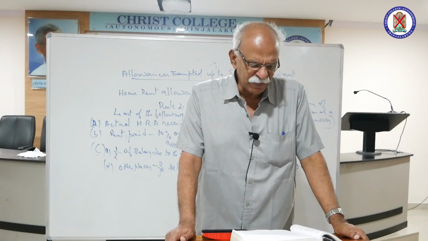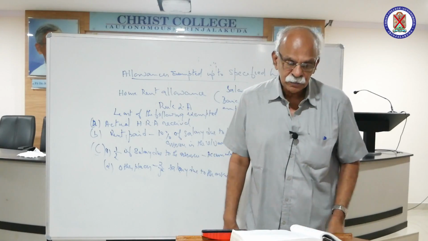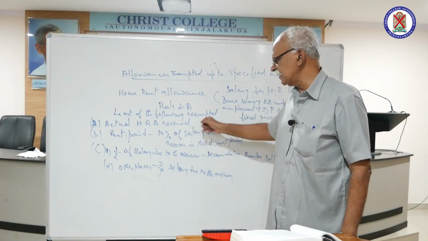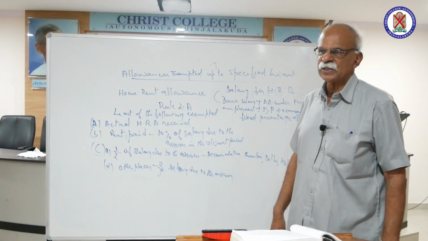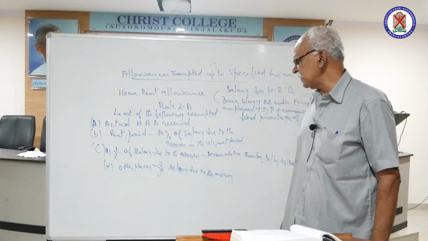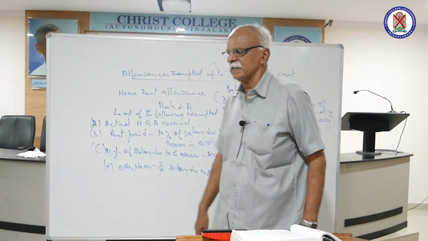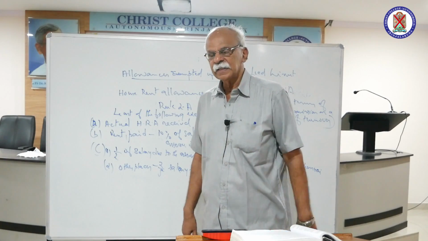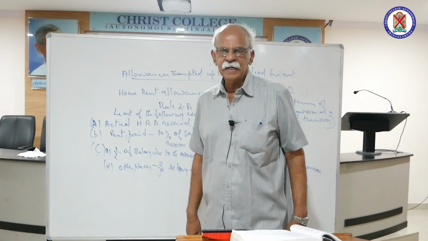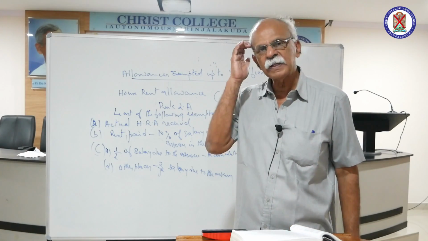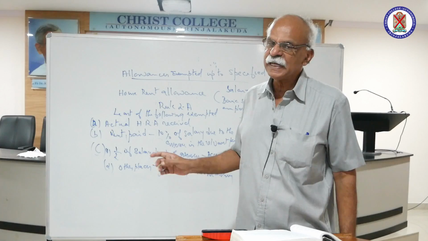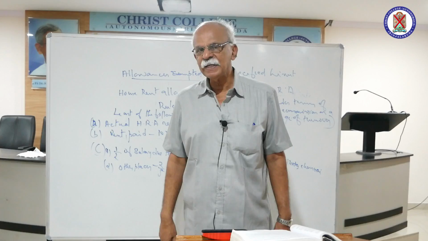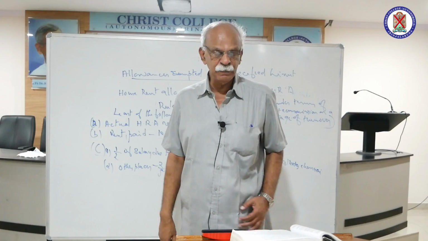Then Rule 2A specifies what is exempted. Actual HRA received by the assessee. Second clause is rent paid minus 10% of salary due to the assessee in the relevant period. Rent paid means if the accommodation is occupied only for 4 months, 4 months rent. Then salary for that 4 months period will be taken into account.